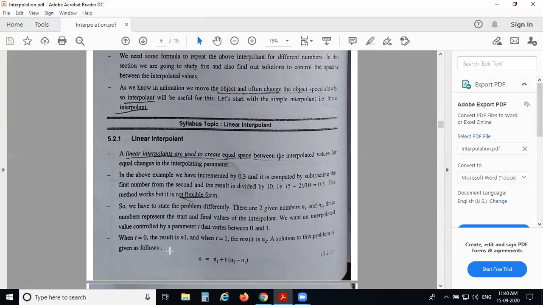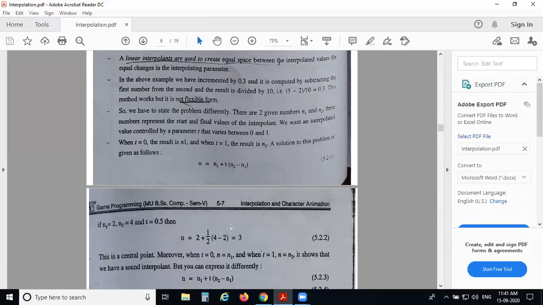Okay, जर t is equal to 0 असेल तर व्हॅल्यू फक्त n1 येणार आहे, आणि जेव्हा t is equal to 1 असेल तेव्हा रिझल्ट हा n2 असणार आहे. Okay, so this is the formula.